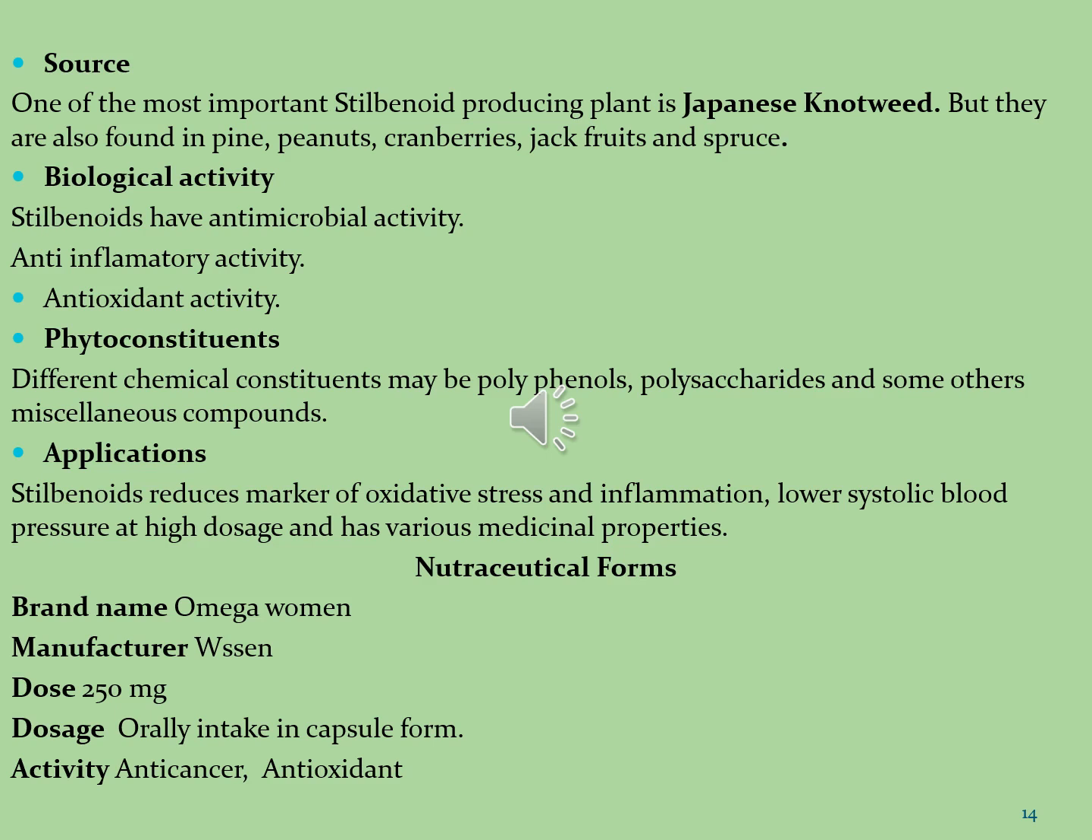Now we discuss some important phytoconstituents that fall in the category of stilbenoids, and these phytoconstituents are polyphenols, polysaccharides and some other miscellaneous compounds. Stilbenoids reduce markers of oxidative stress and inflammation, lower systolic blood pressure at high dosage and have various medicinal properties. Dear students, now we discuss some important pharmaceutical brands that have been launched on the basis of phytoconstituents that fall in the category of stilbenoids.